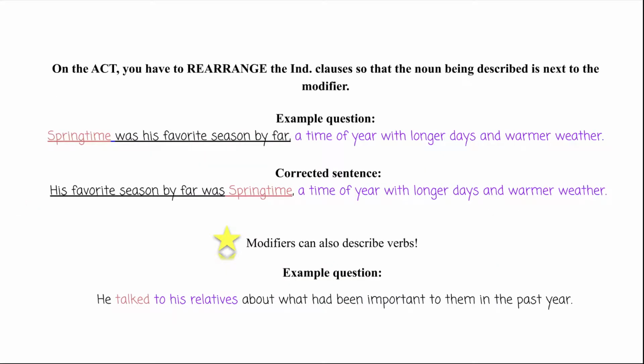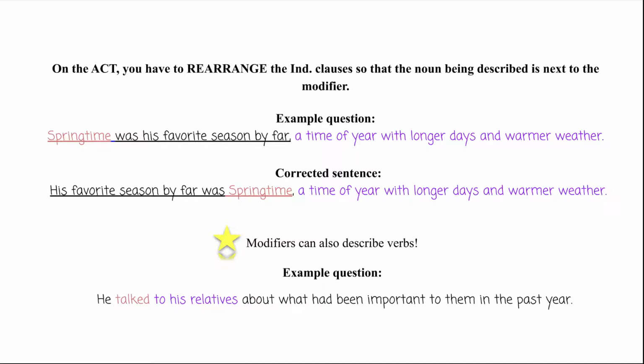So Jenna talked about how you can move modifiers around within a sentence. Some other options that you'll have to do on questions is rearranging the actual independent clause. So keep in mind, the modifier always has to be next to what it's describing, so there's no confusion because it can change the entire meaning of the sentence if it's not next to, in addition to the fact that it's not correct. So if we look at this question, for example, "Springtime was his favorite season by far, a time of year with longer days and warmer weather."